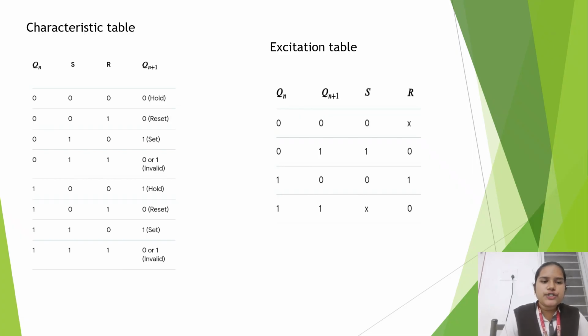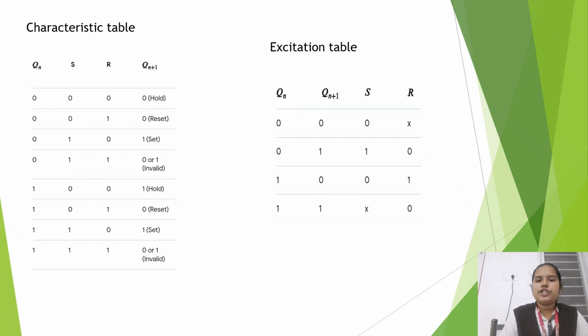Here Qn equals 0, S equals 1, R equals 0, Qn plus 1 equals 1, and Qn equals 1, S equals 1, R equals 0, Qn plus 1 equals 1. These two states are called set states. Qn equals 0, S equals 1, R equals 1, the state becomes 0 or 1. Here Qn equals 1, S equals R equals 1, the state becomes 0 or 1. These states are called invalid states.